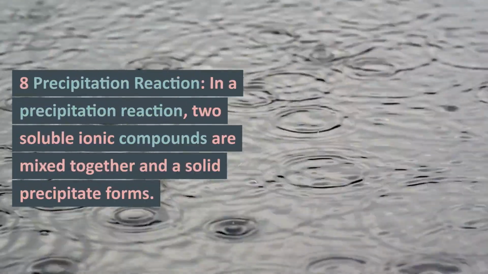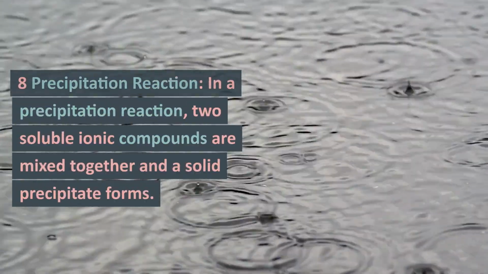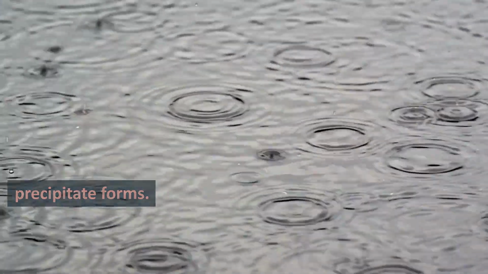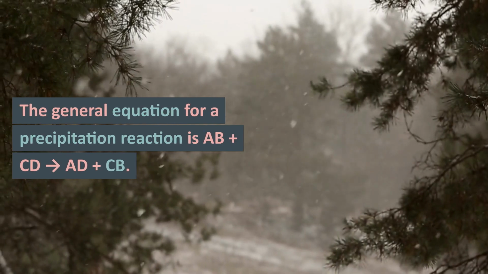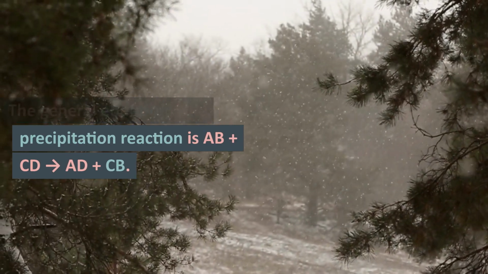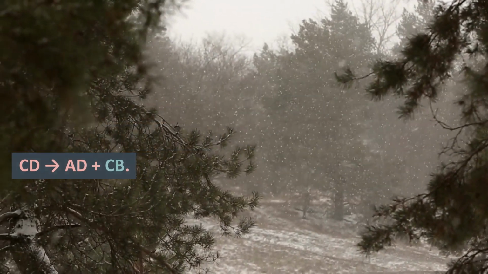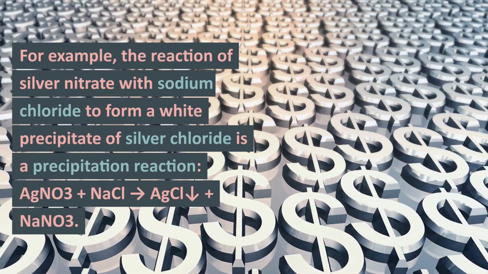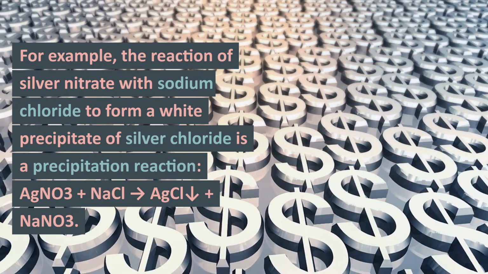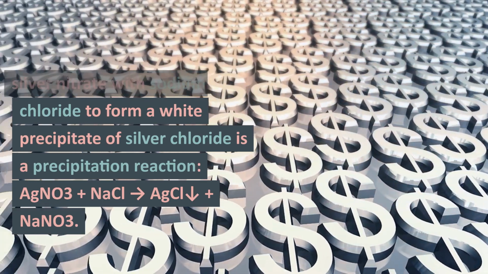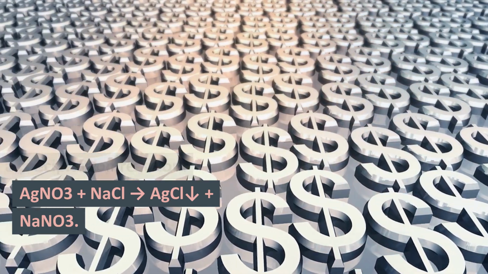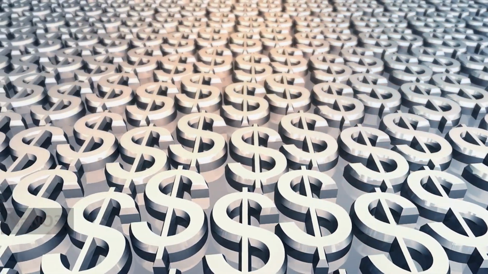8. Precipitation reaction. In a precipitation reaction, two soluble ionic compounds are mixed together and a solid precipitate forms. The general equation for a precipitation reaction is AB plus CD, right pointing arrow AD plus CB. For example, the reaction of silver nitrate with sodium chloride to form a white precipitate of silver chloride is a precipitation reaction. AgNO3 plus NaCl, right pointing arrow AgCl, down pointing arrow, plus NaNO3.